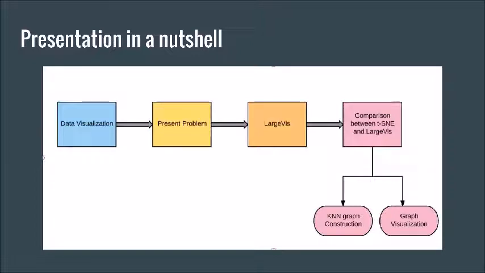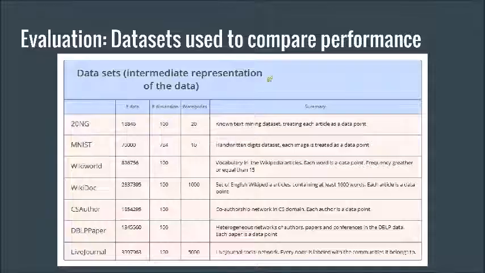Authors compared these four algorithms against four datasets on both k-nearest neighbor graph construction and graph visualization, and they found that LargeVis, regarding KNN graph building, attained more than 90% accuracy in less time as compared to other algorithms. So what you see here are the different datasets used to evaluate the performance of the newly proposed algorithm against other algorithms on KNN graphs and graph visualization.